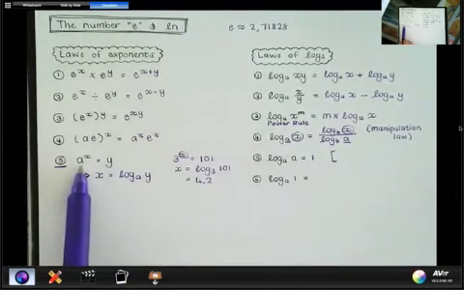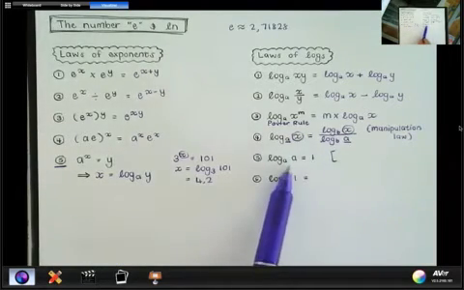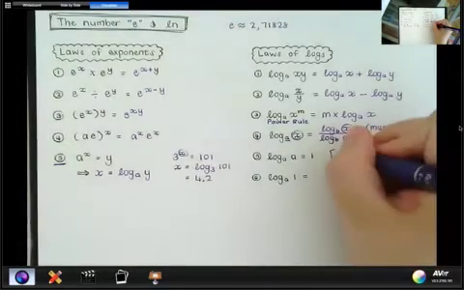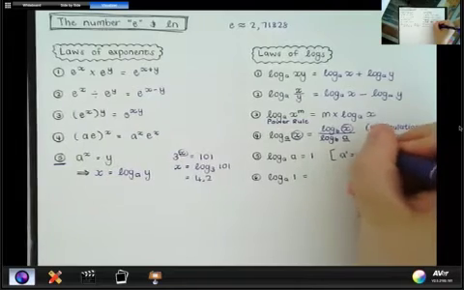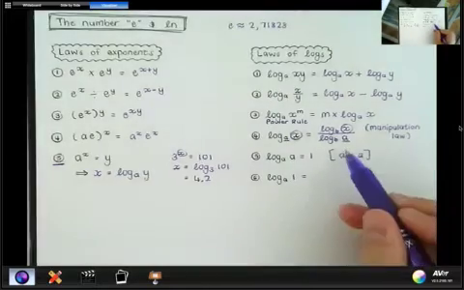The base of the exponent becomes the base of the log. So the base of the log will have to become the base of the exponent. So we're going to have a to the power of 1. And that is then equal to the other number. And isn't that true? A to the power of 1 is a.